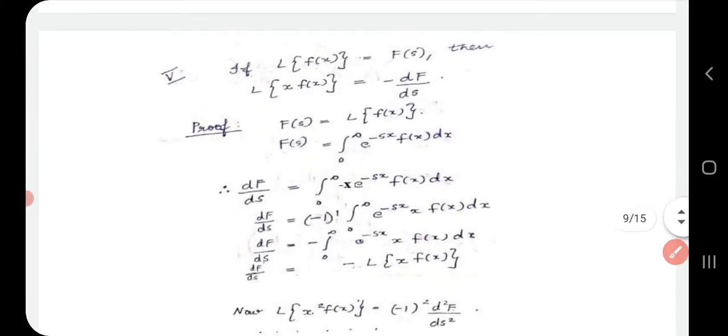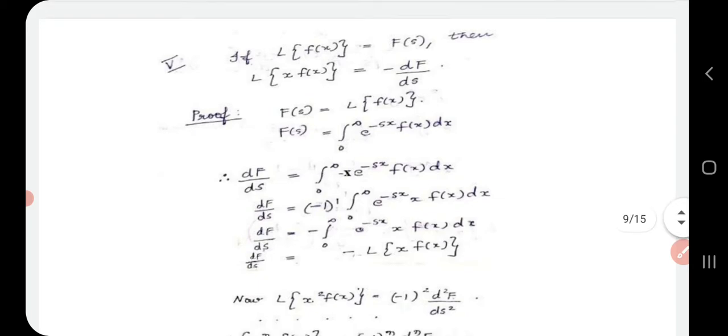Now another theorem. If the Laplace transform of f(x) is F(s), then the Laplace transform of x f(x), that is, in f(x) instead of e raised to ax, you are having x. If that is the form of question that you have, then your answer will be minus dF/ds. That is, you have to take the derivative. Okay, so let us see.